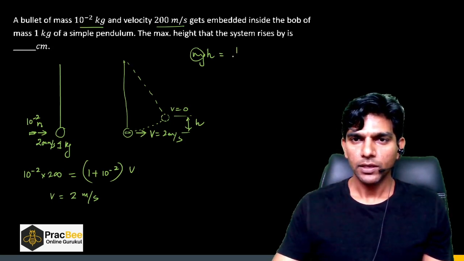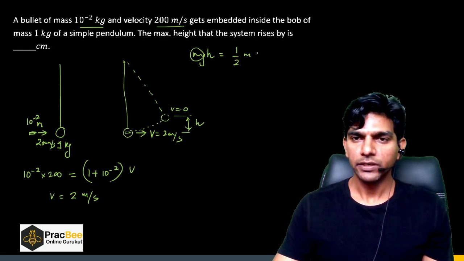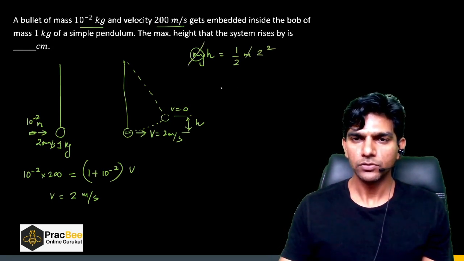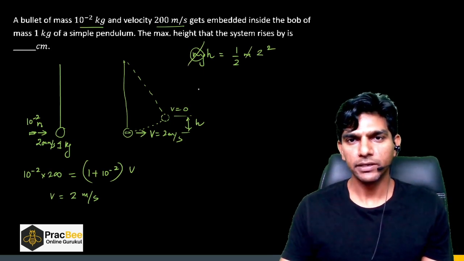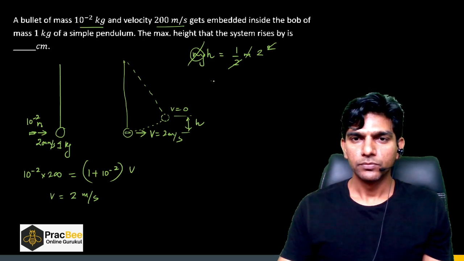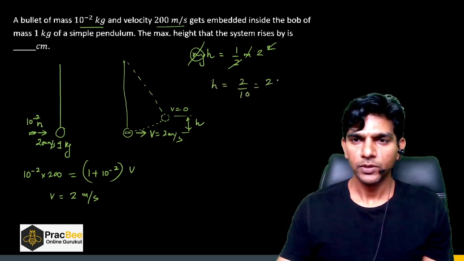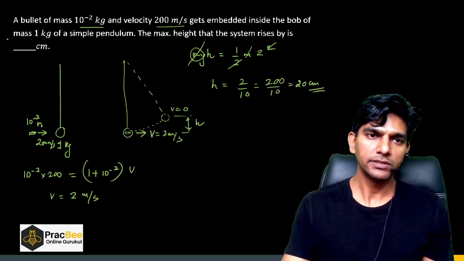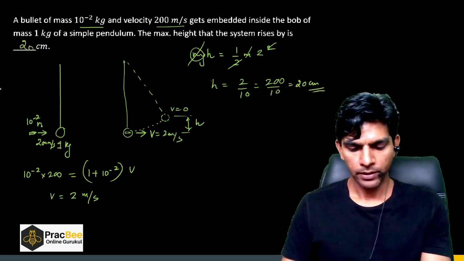and this should be equal to half m v square, 2 square, right? So m will get cancelled out, no need to ignore, it will automatically get cancelled out. So h will be 2 by 10, which will be 200 by 10, so 20 centimeter. So 20 centimeter is the answer of this question.